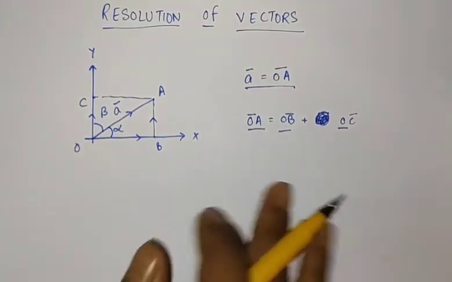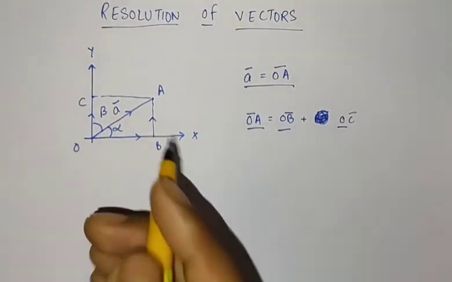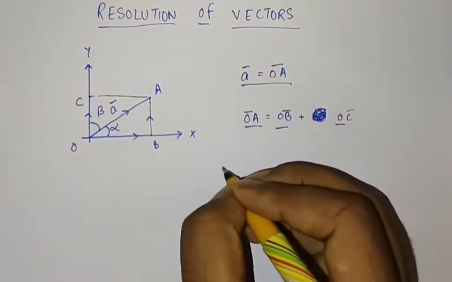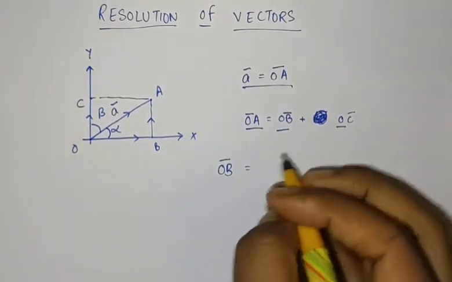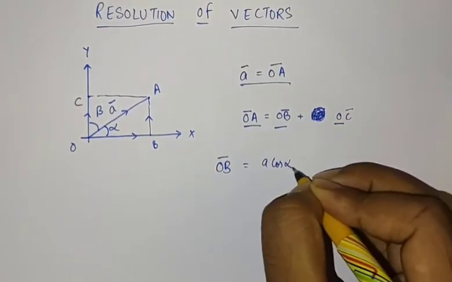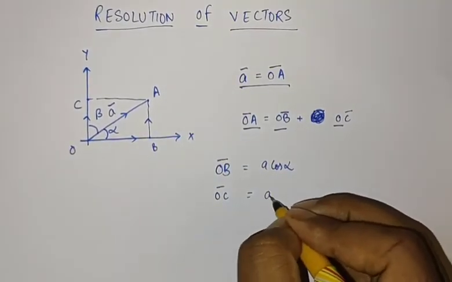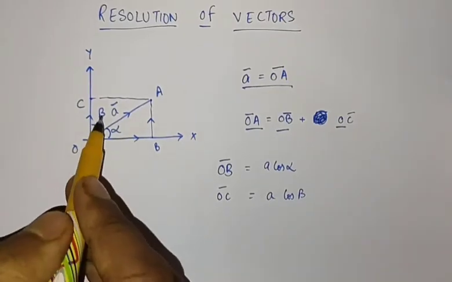Okay. Now what we will do is try to break OB and OC, just as we did in the previous sections when we were trying to find out the magnitude. So OB can be written as, this is A, the OB can be written as A cos alpha, and OC can be written as A cos beta, since this angle is beta.